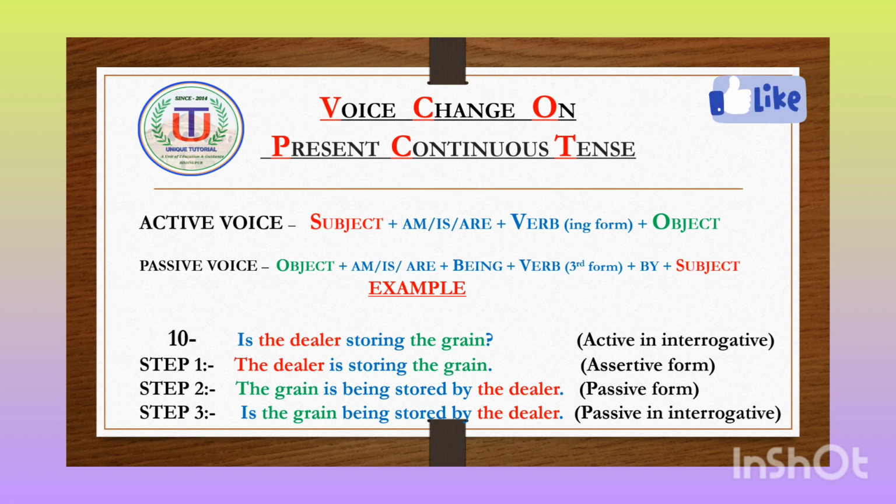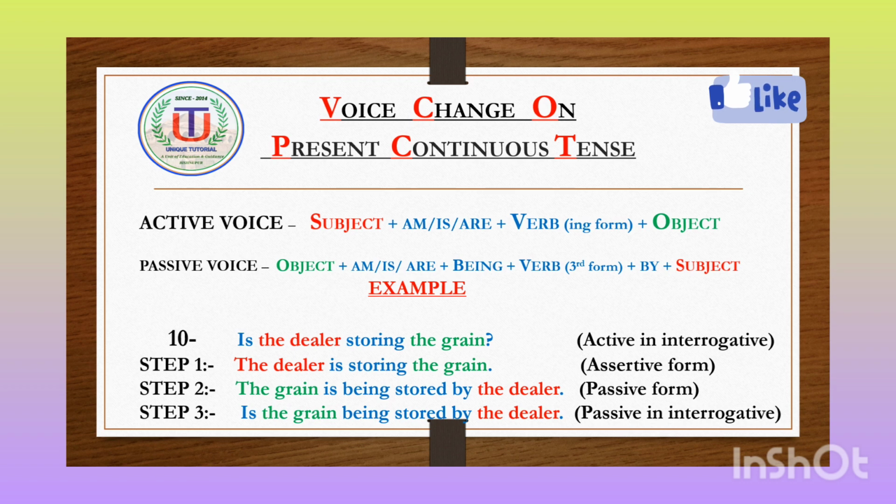Then we have to place the auxiliary verb in front of the sentence. We can find that the sentence has now become interrogative. So the sentence is, is the dealer storing the grain? Then step 1, the dealer is storing the grain. This sentence is assertive. In the next step we have to make it passive voice. So in the passive voice it will be, the grain is being stored by the dealer.